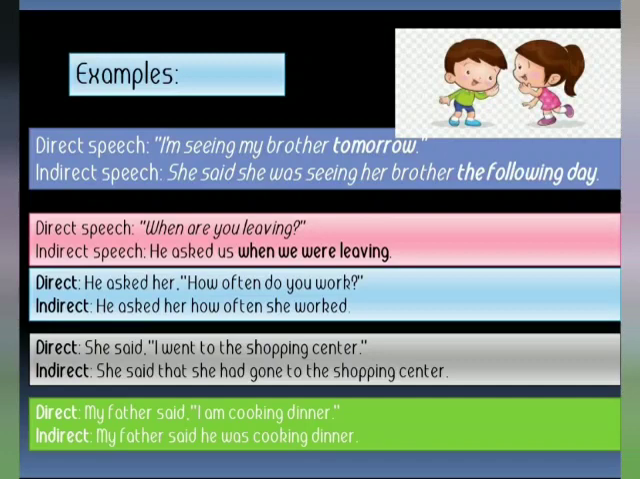Direct. She said, I went to the shopping center. Indirect. She said that she had gone to the shopping center. Direct. My father said, I am cooking dinner. Indirect, my father said he was cooking dinner.